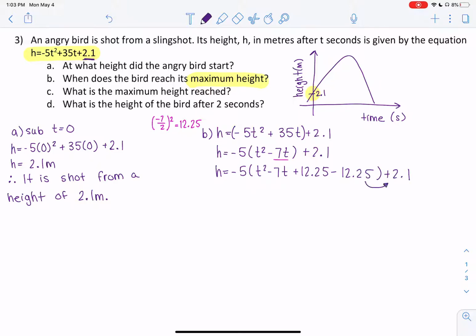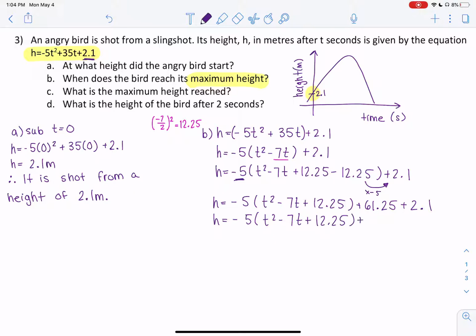Now we need to move this thing out of the brackets. And remember, when that happens, we have to multiply by this number, so we have to multiply by -5. Everything else just stays the same. Then when that -12.25 comes out of the brackets, it's multiplied by -5, and then we have 61.25, and we solve that plus 2.1 hanging out at the end. Next, I'm just going to collect those like terms to simplify things, and that will give us 63.35. And now I just need to factor the stuff in the brackets.